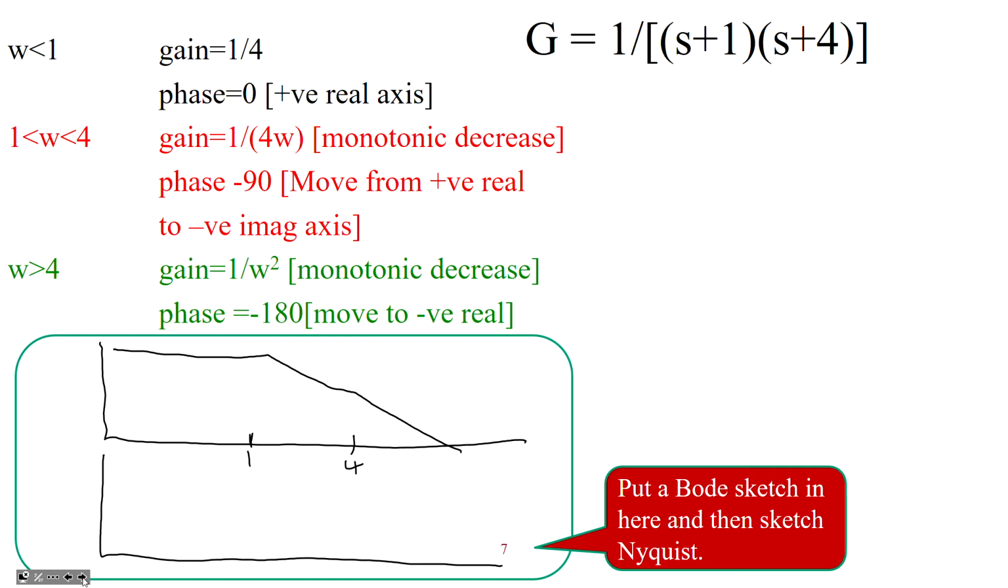I can see it's flat for low frequencies, then I get a slope, and then I get a steeper slope. What about the phase? Well, the phase goes from 0 to -180. Oops, what's happened there?